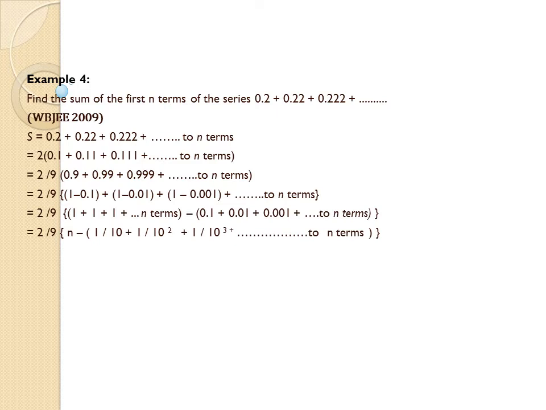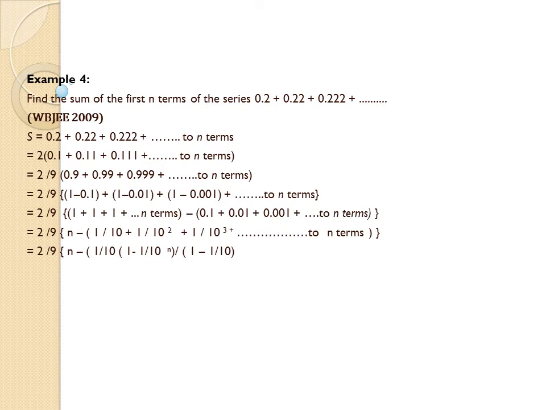That is very common. And minus 0.1, 0.01, 0.001, that thing basically will form a GP, because you can see 0.1 means 1 by 10, 0.01 means 1 by 100, and 1 by 100 means 1 by 10 square, 0.001 means 1 by 1000, that is 1 by 10 cube. In this way it will go till n terms. So next step, 2 by 9, n minus 1 by 10 I will take.